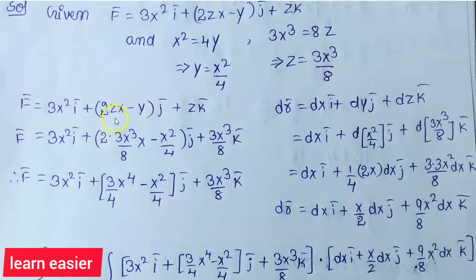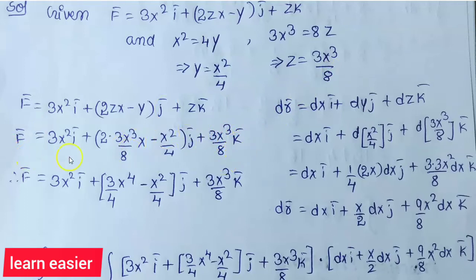So that's why we get z as 3x cube by 8 into x minus y. So what is y? y is x square by 4. How do we get this from the curve? The curve is x square equal to 4y, so y equal to x square by 4. So we can get y in terms of x. So y is x square by 4 into j bar, plus z is 3x cube by 8, plus 3x cube by 8 into k bar.